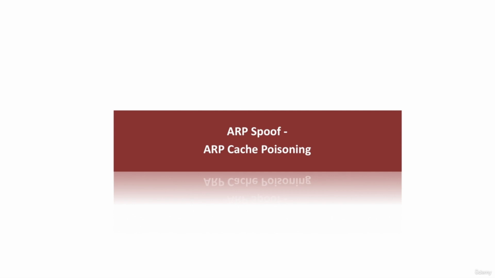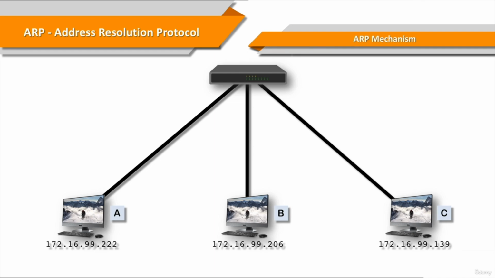Okay, to understand the ARP spoof or ARP cache poisoning attack, let's remember the ARP protocol and its principles once again. Address Resolution Protocol, ARP, is a network layer protocol used for mapping a network address such as an IPv4 address to a physical address such as a MAC address.